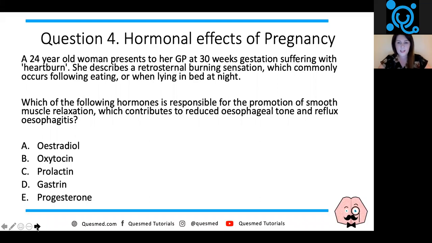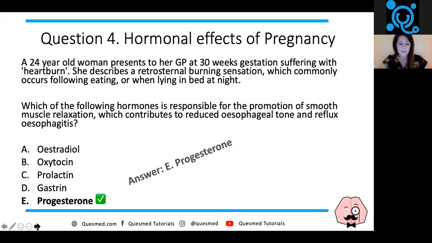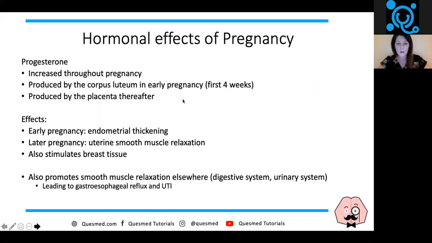Great, thanks for answering. And most of you got the correct answer there, which was E, progesterone. So let's talk about pregnancy and hormones. Progesterone is pretty much the pregnancy hormone and is increased throughout pregnancy. It's produced by the corpus luteum in early pregnancy, the first 4 weeks, and is produced by the placenta thereafter. In early pregnancy, it functions to maintain the pregnancy by stimulating endometrial thickening.